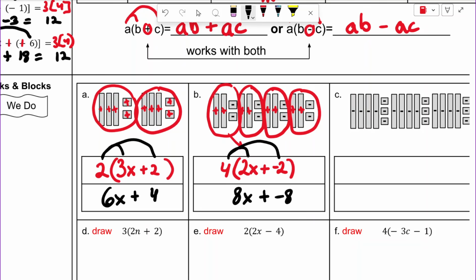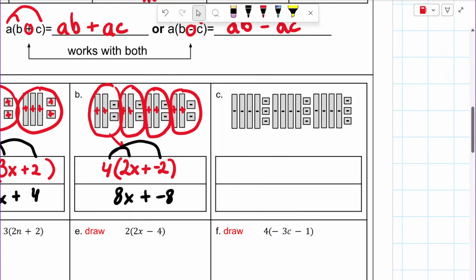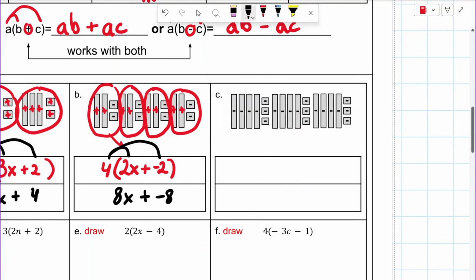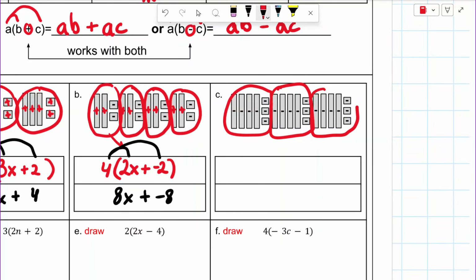Now it's the last one. And now we have negative sticks and we have negative units. You can see that there are 3 groups. 1, 2, and 3. They are identical. So we're going to say there are 3 of them. Well, what's in one of them? There are negative 4 x's, that's long sticks, plus there are 3 negatives in each.